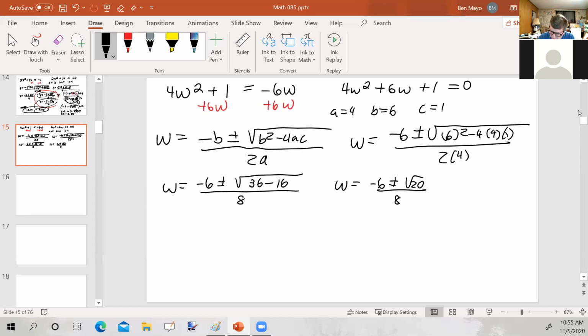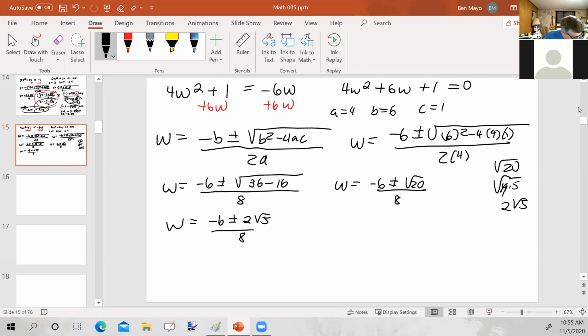Okay, now I can simplify that to some degree. The square root of 20 is the square root of 4 times 5, which would be 2 square roots of 5. So then I get w equals -6 plus or minus 2 square roots of 5 over 8. Okay.